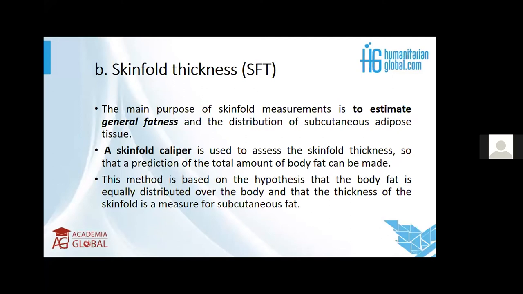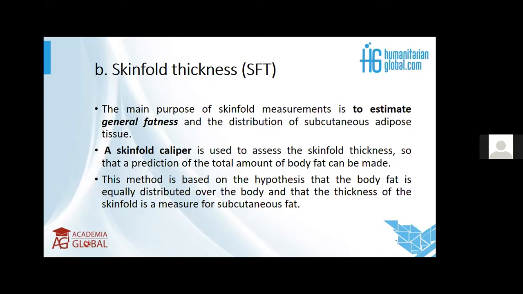So we use a device called a skinfold caliper, which is used to assess the skinfold thickness so that we can predict. Remember, we are using the term predict here, meaning that it is not going to be so reliable, but it can give an indication, it can give a picture of the general amount of fat that is found under the skin and of the body, you know, the skin covers all the body.